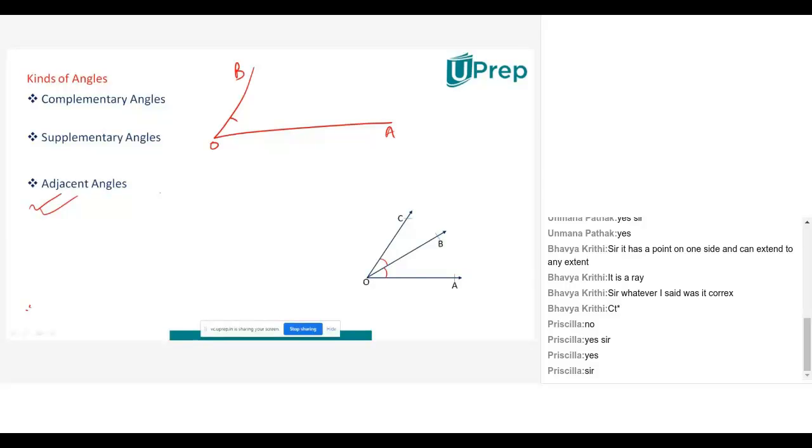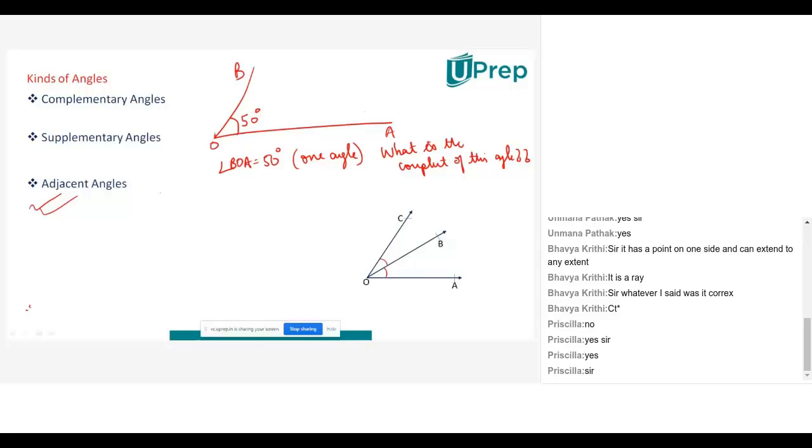Cool. Now, if I tell you angle BOA is 50 degrees, this is one angle. My question is, what is the complement of this angle? What did you tell me? If I have two angles which add up to 90 degrees, that means if OA is 50, the other is 40 degrees.